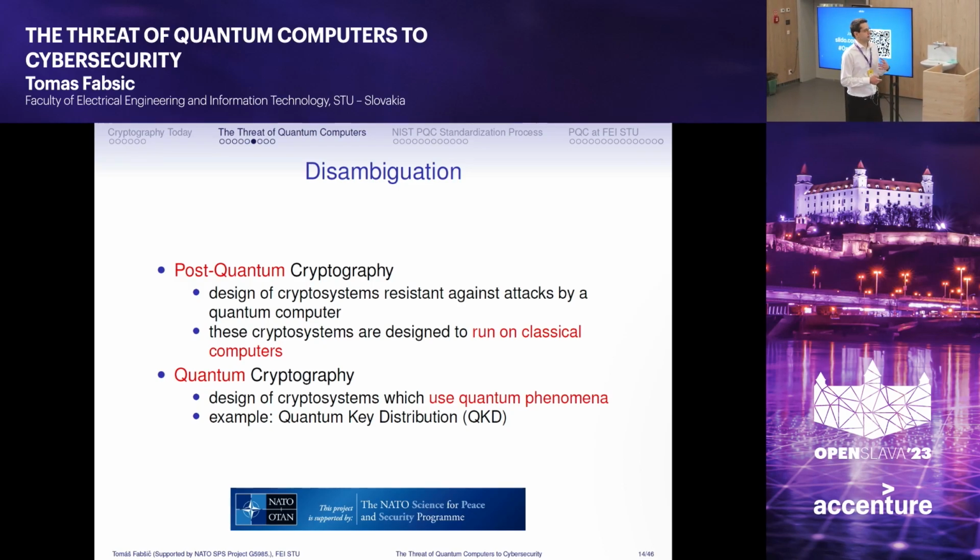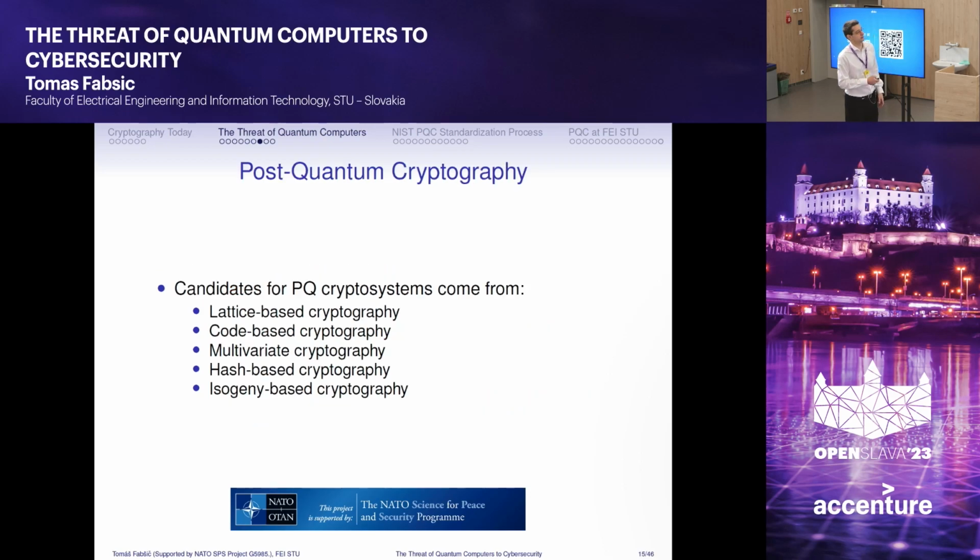This is very different from the area of quantum cryptography, which deals with the design of cryptosystems which use quantum phenomena. So they are not designed to run on our everyday computers that we use today. They require some special hardware where some quantum mechanics can be measured. An example of quantum cryptography is quantum key distribution, which was, I believe, mentioned several times in the previous talk. So these are two very different areas with different goals. I mostly work in the first one, in post-quantum cryptography, and that's what I'm going to talk about in this talk.